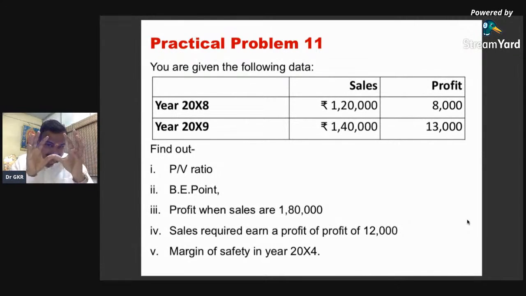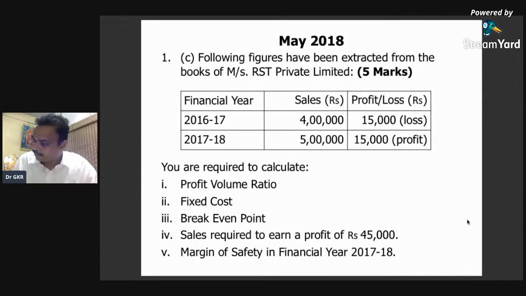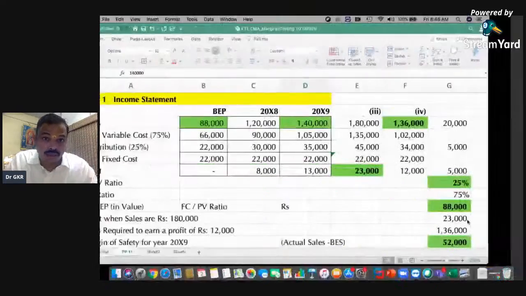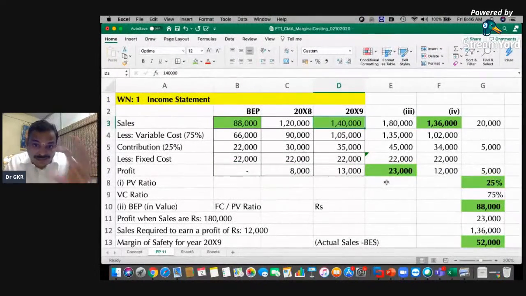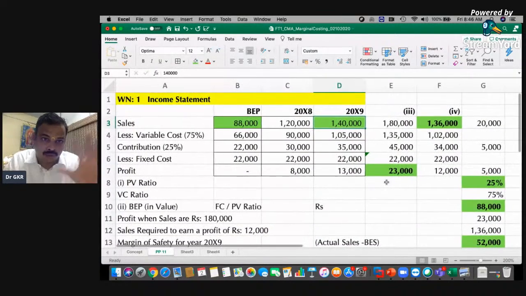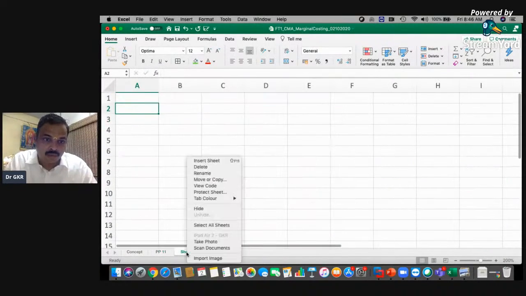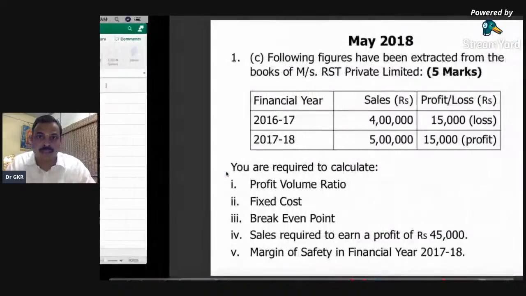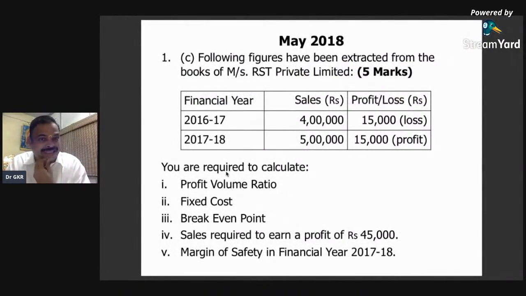Now, the same question, but they are testing your patience with respect to May 18. In May 18, please look at this. It is not profit, but it is loss. One is a profit, one is a loss. You have to be very careful. So therefore, this model will actually help you. I'm going to do question May 18 1C.